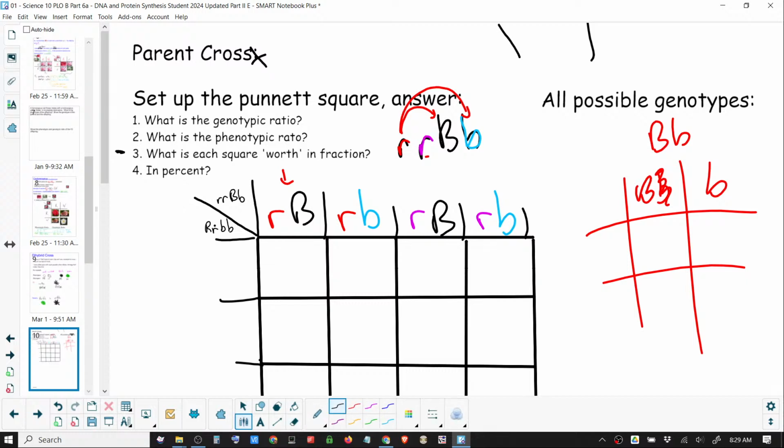So do the same on the left-hand side with R, B, B. No, some of them are the same. That one's the same as that one. That one's the same as that one. But you still need to do all of them because that's what gives you the correct percentages, because you'll have more of one type of offspring than the other. So put them in here, and then start to combine them. And then I want the genotypic ratio, the phenotypic ratio, what each square is worth as a fraction, what each square is worth as a percent.